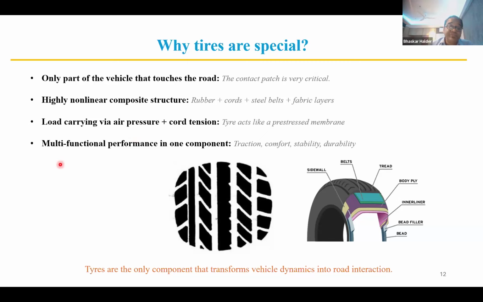And the fourth point is multifunctional performance in one component, because from these tires we need everything at a time. One is traction, one is comfort, one is stability, and one is durability. So we require many functions from these tires, because the performance of the tires decides the vehicle performance. For that reason, the tire is a very important product for any car or any vehicle.